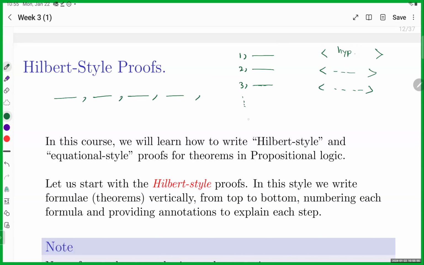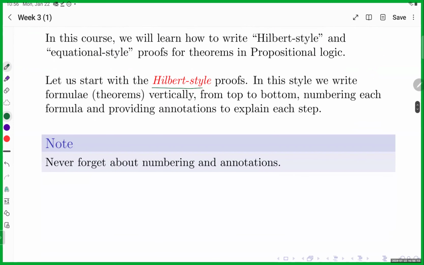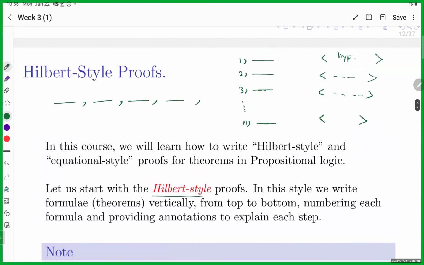if you write a proof like this, it is called the Hilbert style of writing proofs, named after the famous mathematician David Hilbert. It's important to enumerate your sequence because we want to refer to them in our annotation. And it's also important to annotate.